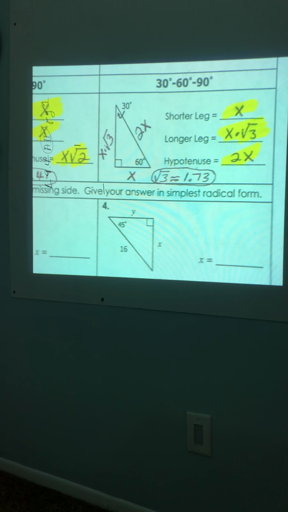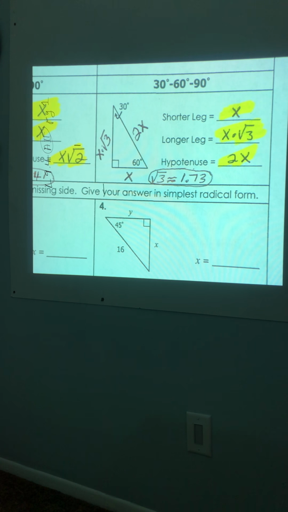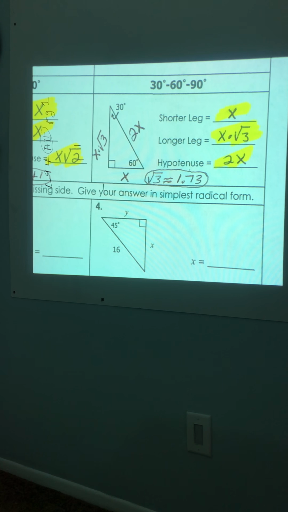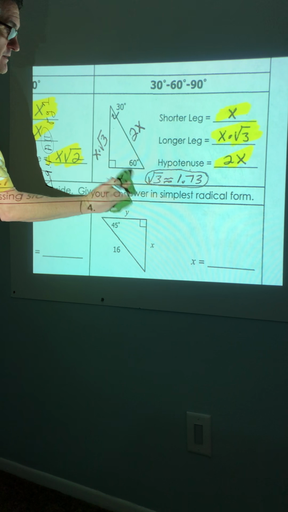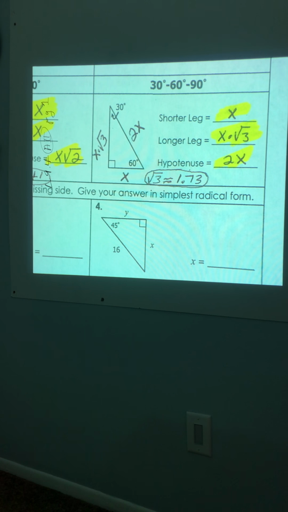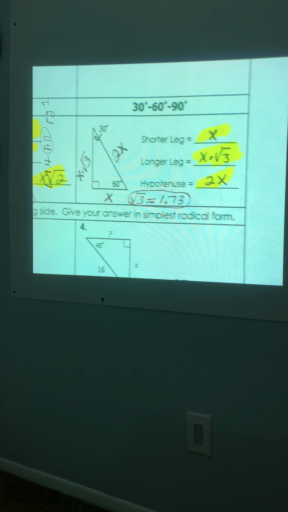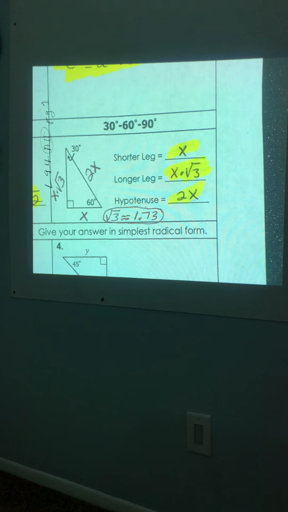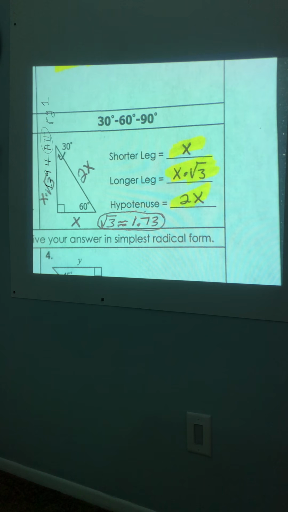So then the other one was the 30, 60, 90, okay? And you might remember us saying shorter leg, longer leg, okay? All right, so let me zoom this in a little bit better. Come on, zoom, zoom.